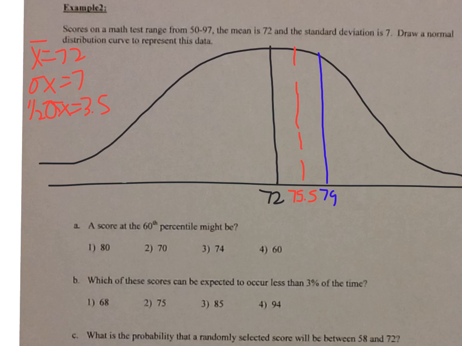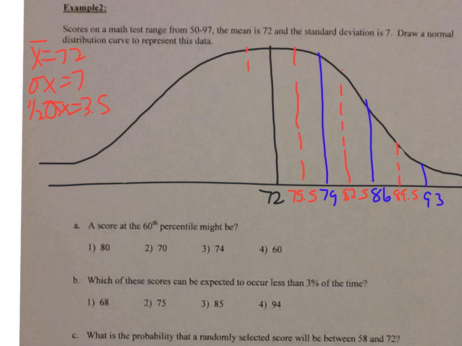And then let's go another half, and then that puts me at 82.5. And then another half, which is 2 standard deviations from the mean, is 86. And then another half. Another half is 89.5. And then 3 standard deviations from the mean would be 93.